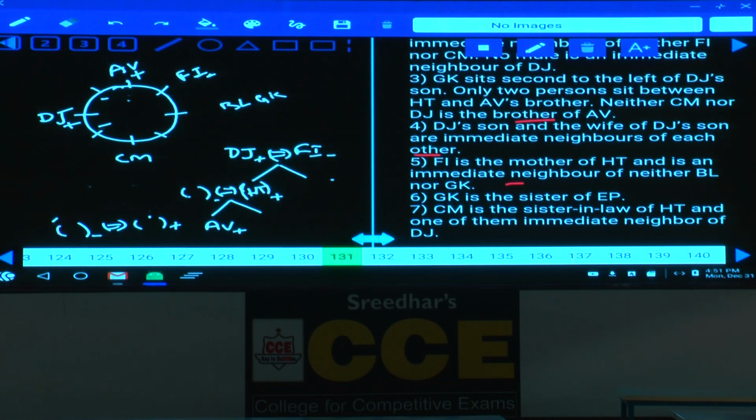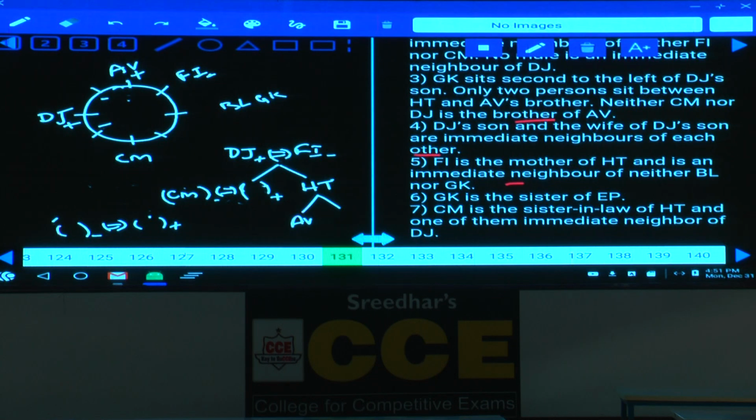As GK is the sister of EP, and CM is the sister-in-law of HD. As CM is the sister-in-law of HD, HD cannot be at this place. Are you following this one or not? As HD is at this place, this CM is the wife of whom? Wife of HD's brother. Now this CM is at this place. If CM is here, HD has a son as well, isn't it? Who is the son of HD? AV is 1.